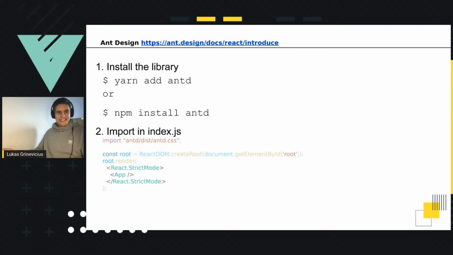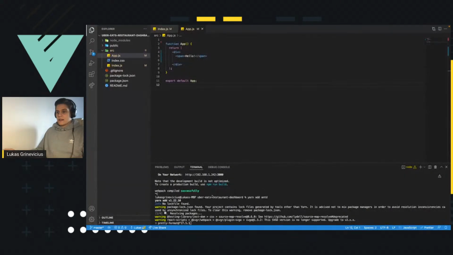Okay, let's wait a little bit while it's installing. And we'll also have to add, as you can see, that little import where it says antd/dist/antd.css to our index.js file. But let's wait until it installs. Okay. So let me find, and yes, this part, let's copy it.